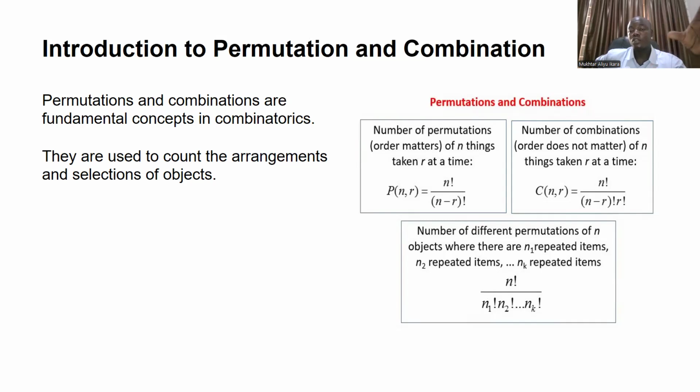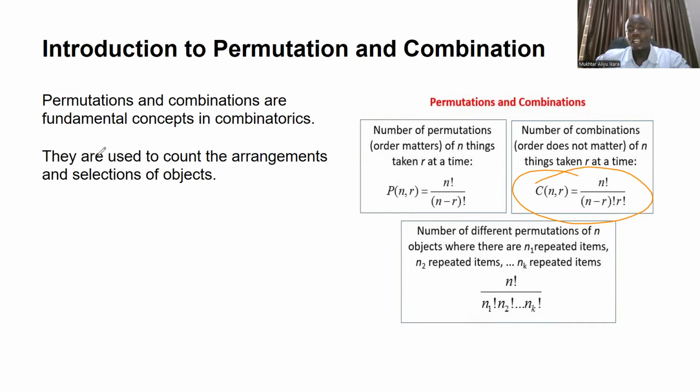The combination C(N, R) is equal to the factorial of N all over (N minus R) factorial, then R factorial. So this is the formula for calculating combination.